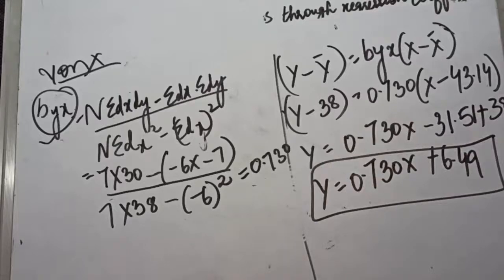So like this, in any question you can make use of assumed mean, and you can calculate the equations x on y and y on x.